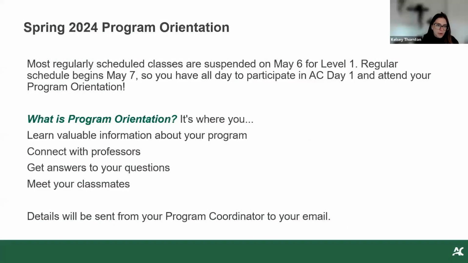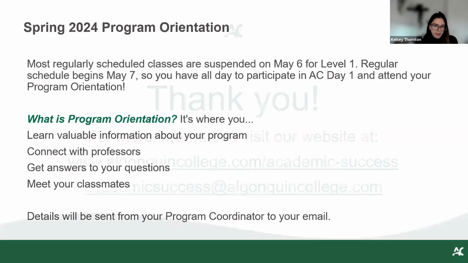Program orientation. So program orientation is an opportunity for level 1 learners to learn more about your classes, ask any questions that you might have about your program, and meet your professors and classmates. Most regularly scheduled classes are suspended on May 6th for level 1 students. So regular schedule begins on May 7th. This gives you all day to participate in AC Day 1 and attend your program orientation. Your program coordinator will contact you with specific details about when your orientation session will occur. You can also check out the program orientation webpage closer to AC Day 1 for more details. And we'll put the link in the chat. Next slide.